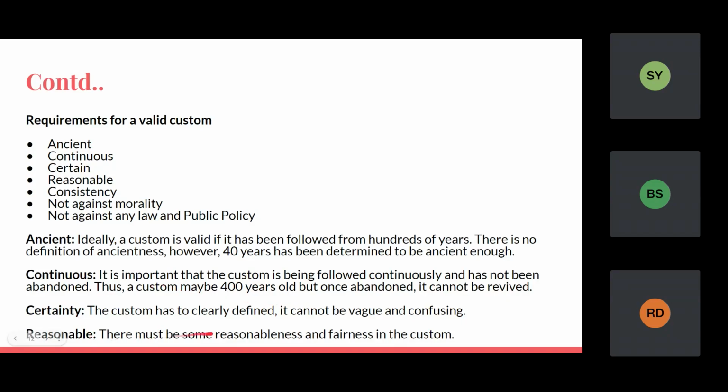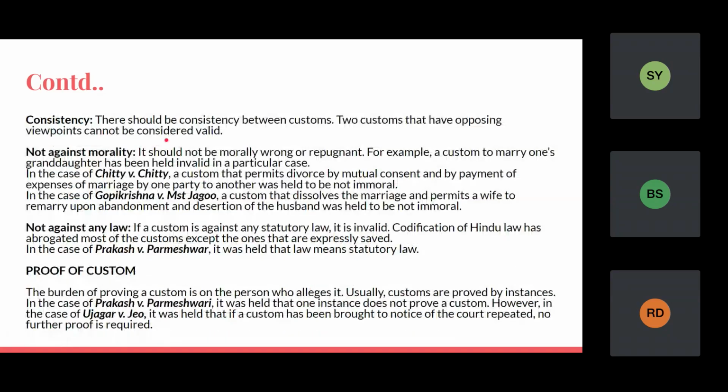Reasonable. There must be some reasonableness and fairness in the custom. Okay. Consistency. So there should be consistency between customs in the sense two customs which have opposing viewpoints cannot be considered as a valid one. Okay, so one custom is saying something, another custom is saying another thing. You can't follow that. Both of them are opposite to each other, then it will not be a valid custom. And custom should not be against morality.